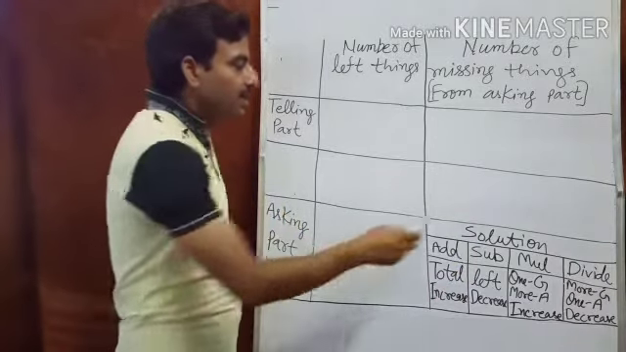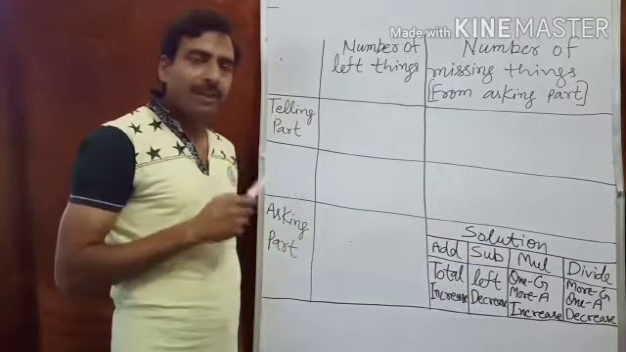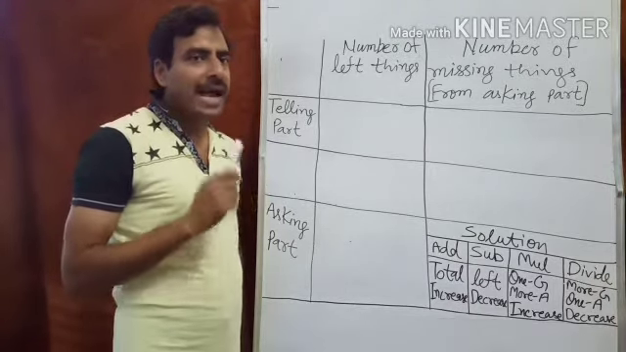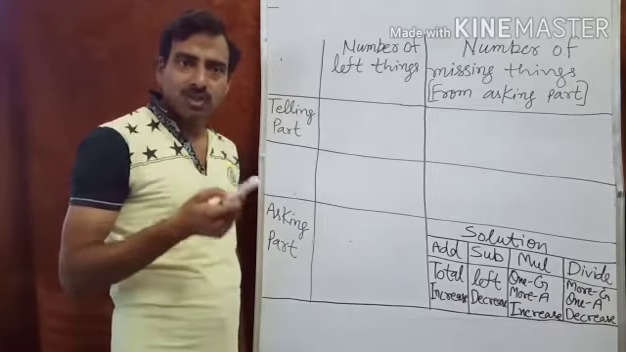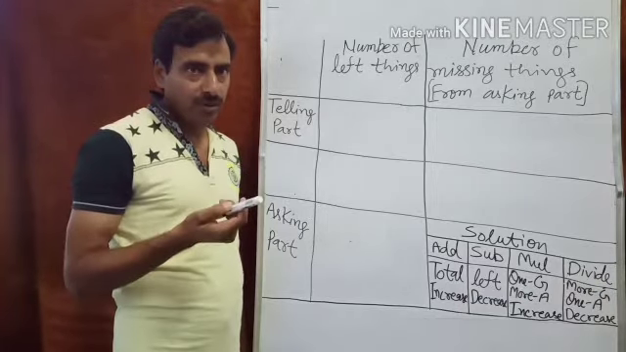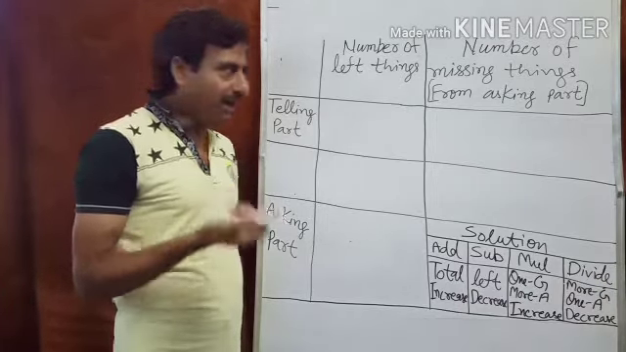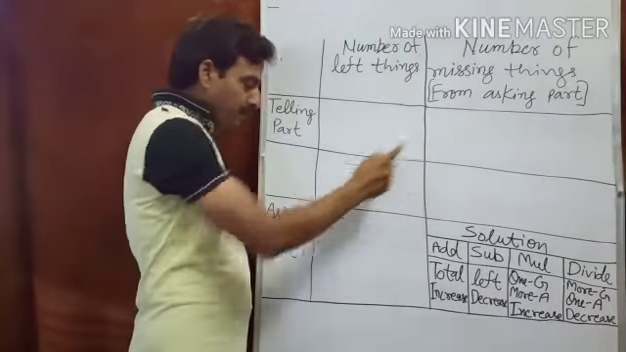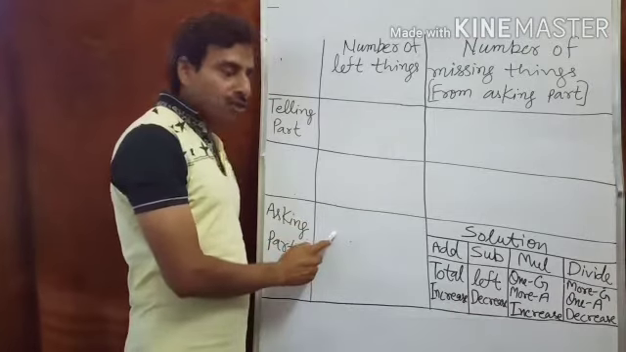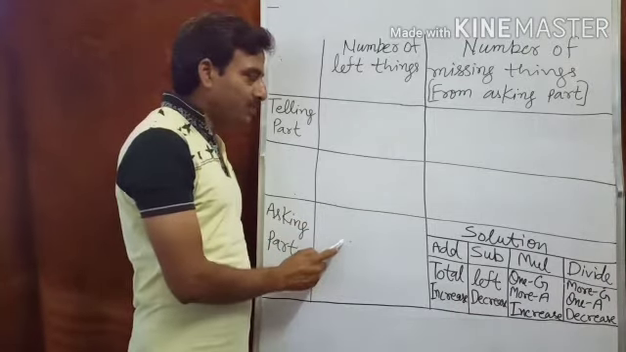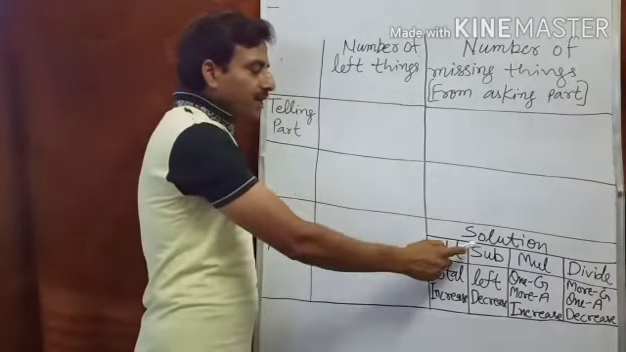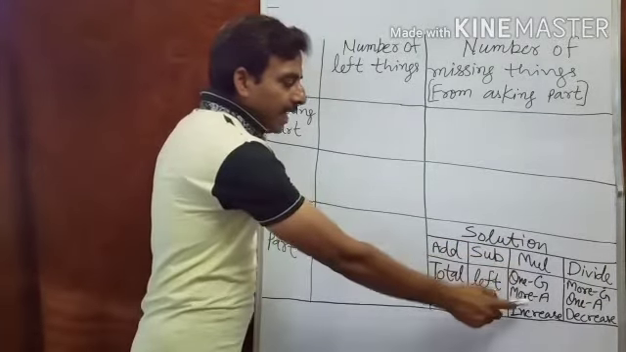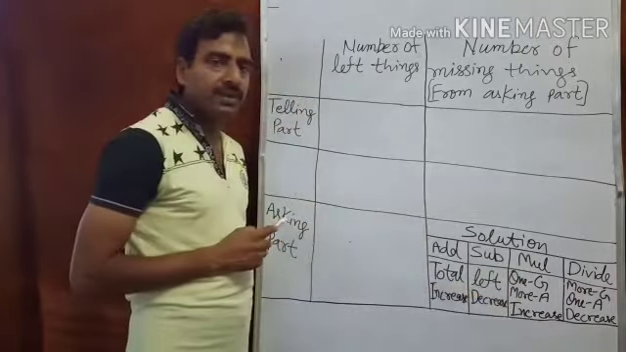Then multiply. For multiply, like this: 1 table costs 200 rupees. Like this, you have to find out the cost of 5 tables. Then what will you do? 1 table cost is given, 200 rupees. 5 tables cost you have to find out. Then you will always multiply 5 into 200. 5 into 200 is 1000 rupees. So for multiply, the answer will always increase.